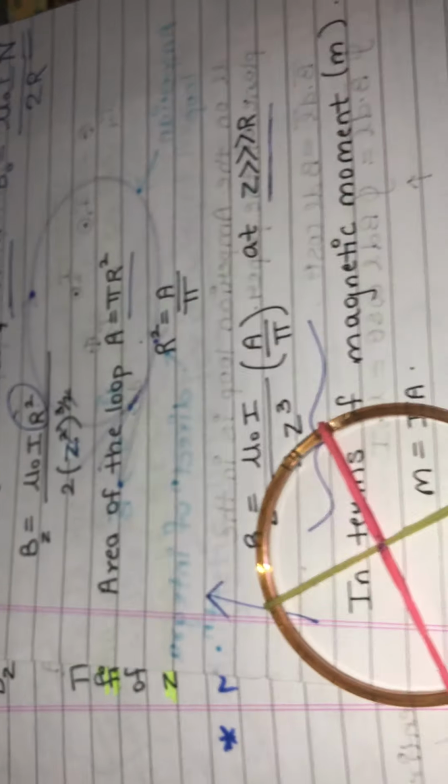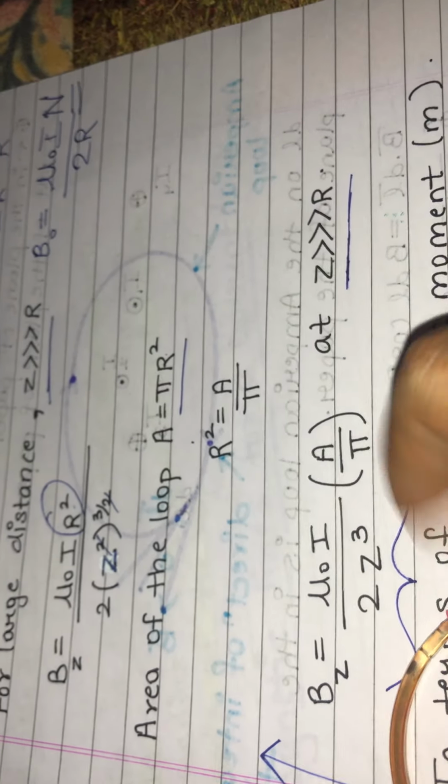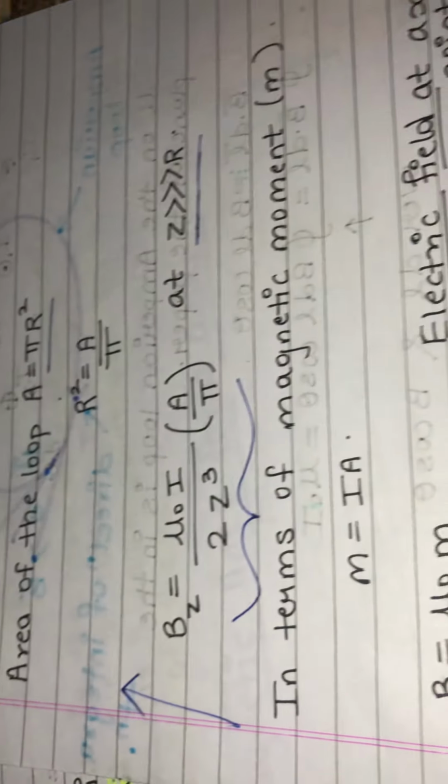Earlier, this was our z-axis and we found the field at this point, so this distance was z. But if this z distance is much larger than the radius, then this will be your magnetic field.